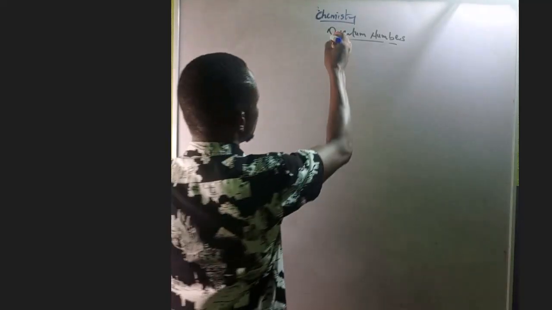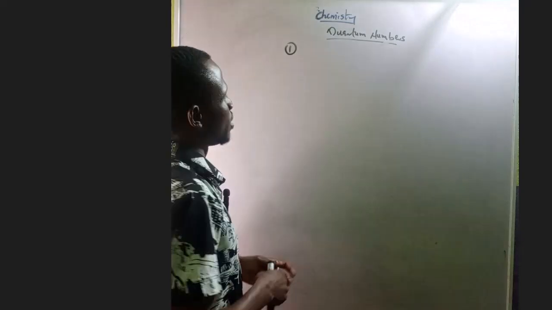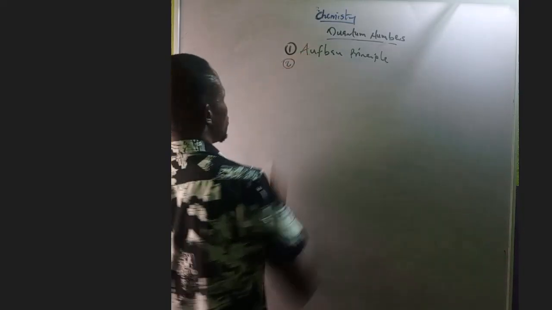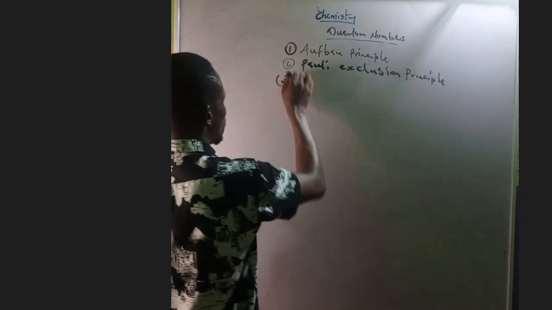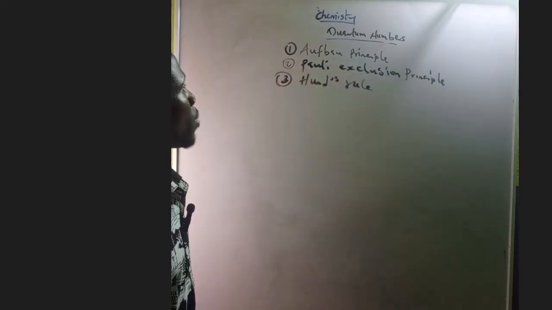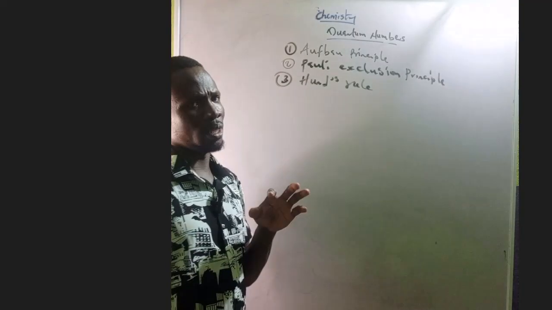Okay, having known the quantum numbers now, it will enable us to write the electronic orbitals of an atom. That is one of the significance of quantum numbers. But before we do that, you should know the three principles that will help you in writing electronic orbitals. The first is the Aufbau principle. The second principle is the Pauli exclusion principle. And the third one is Hund's rule or principle. With knowledge of your quantum numbers and these principles, you can write or understand the electronic orbitals of an atom.